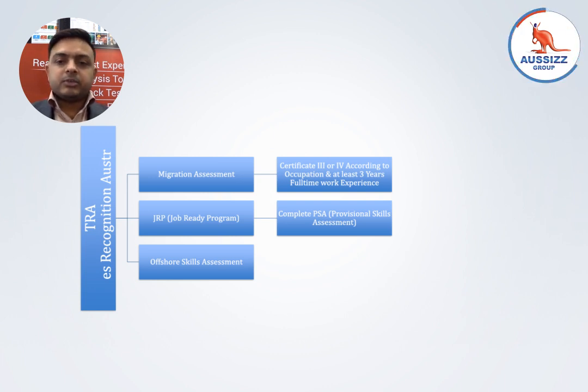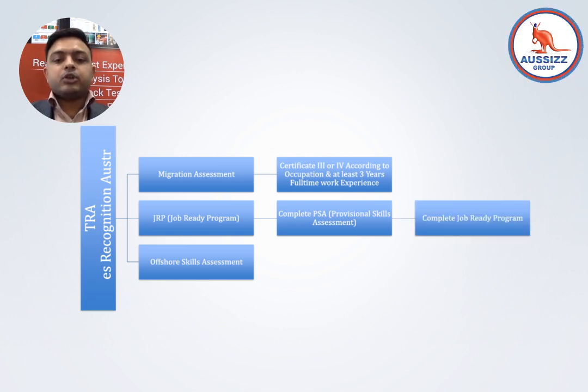Once this provisional skill assessment is granted, then the applicant needs to have full-time work rights. So generally, people who complete certificate 3, 4 and diploma in Australia, for example in commercial cookery, can apply for a 485 visa, which is a skill graduate visa, usually granted for 18 months, so that they can complete the job ready program.